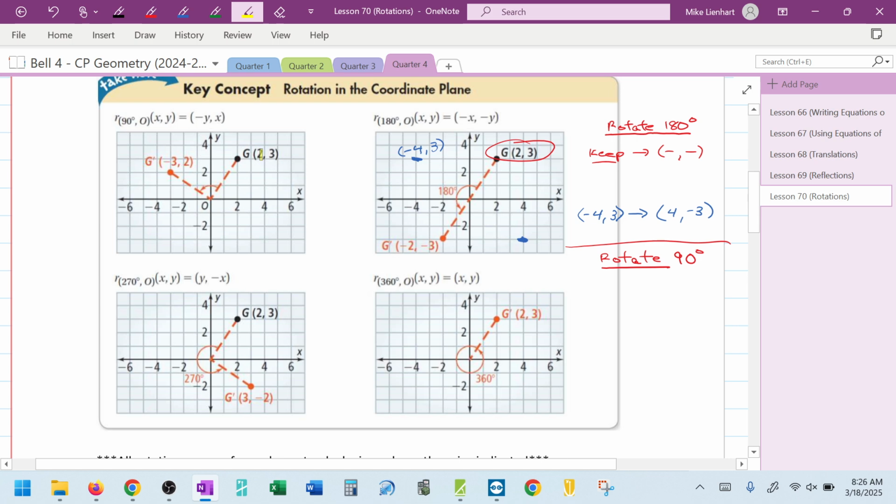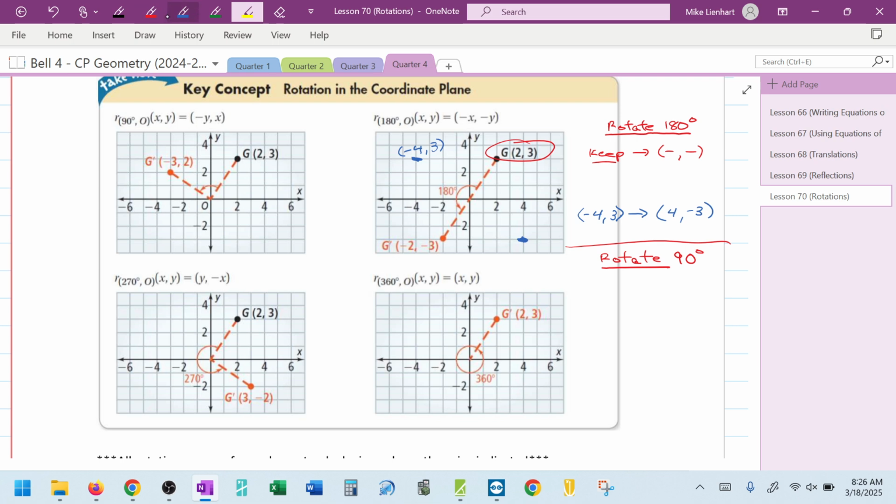If I move G 90 degrees counterclockwise, it's going to come over here and become G prime. If I were to move it 90 degrees clockwise, it would go from this position down to the bottom here, which they describe as rotating 270 degrees. We're going to be asked to rotate 90 clockwise or 90 counterclockwise.